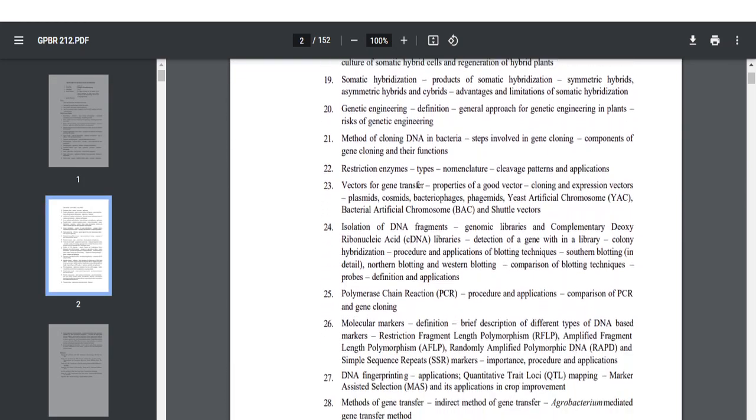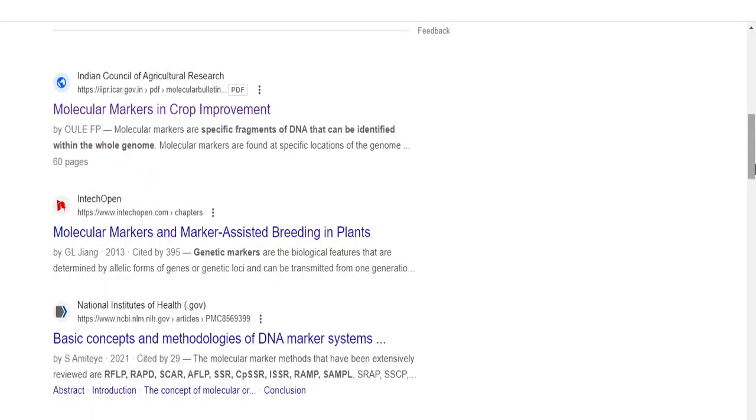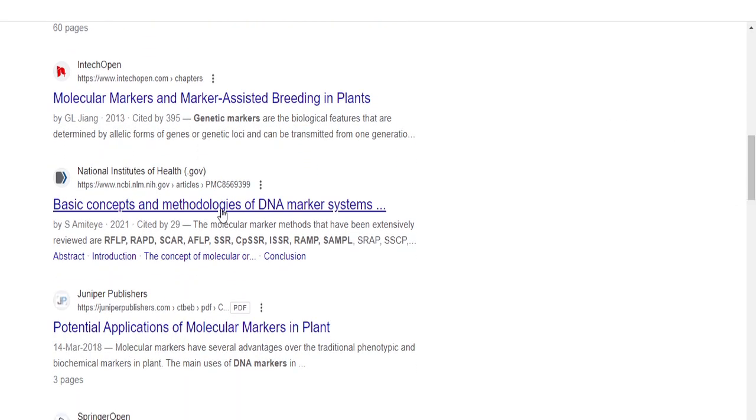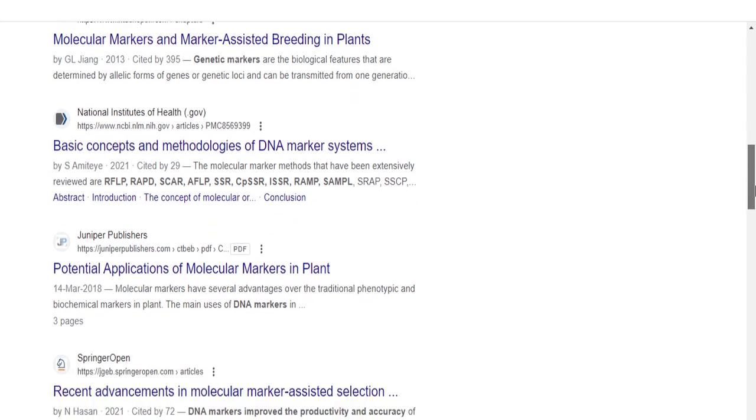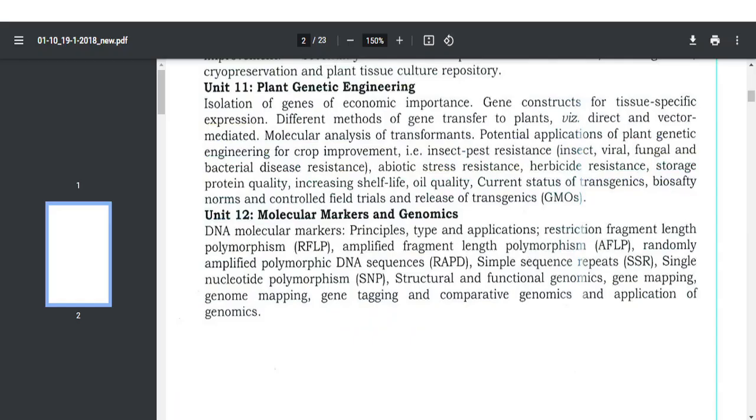Here you can find the definition of molecular markers and a brief description of different types of DNA-based markers, and many review articles are also available on the internet. This review article was published in the year 2021. Here you can find the different concepts and methodology of DNA marker systems. These are the important things you can find while preparing for agriculture biotechnology.